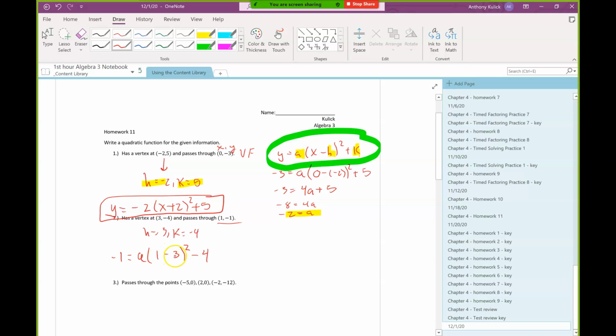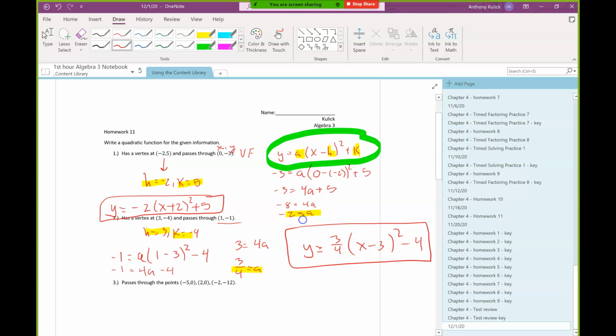So 1 minus 3 is negative 2, and negative 2 squared is positive 4. And then to solve for a, we'll add over the 4, and then divide by 4. So there's our values for a, h, and k. So just plugging those in, there's our final answer for that.